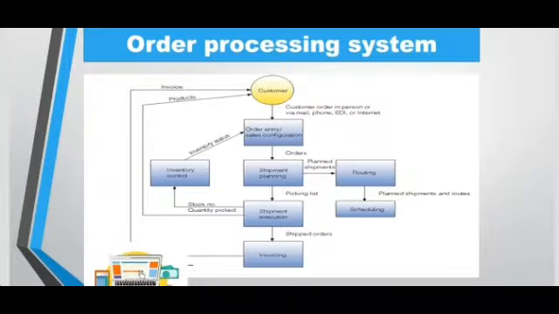So I have here an example of an order processing system. There are customer order entry or sales configuration, then shipment planning, shipment execution, invoicing, then inventory, routing, and scheduling. That is an example also for the order processing system.